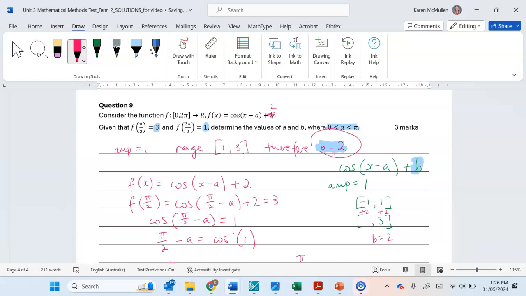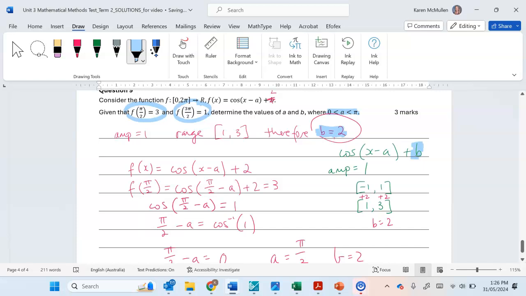Now, knowing that, I can now substitute that into my function, and it makes it so much easier to answer for A. So once you've found B, it just makes A a whole lot easier. So you can use either this first function, or you could use this second equation. It doesn't actually matter. I just use the first one but you'll get the same answer for both.